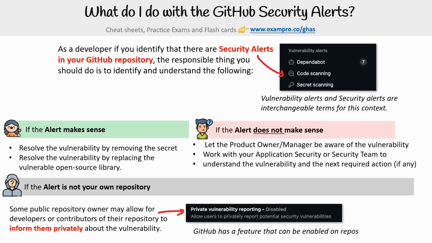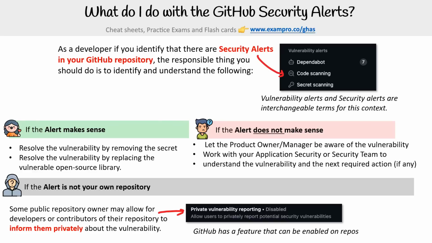However, if the alert does not make sense, whether it's a Dependabot alert, a code scanning alert, or a secret scanning alert, the security alerts in your GitHub repository may sometimes require attention, say, from your product owner or manager. So it's worthwhile raising it with them so you can work with the application security teams of your organization to understand the vulnerability and understand what the required action could be.